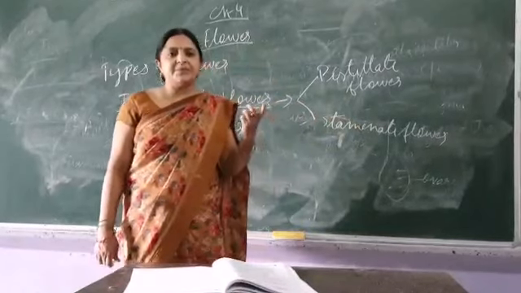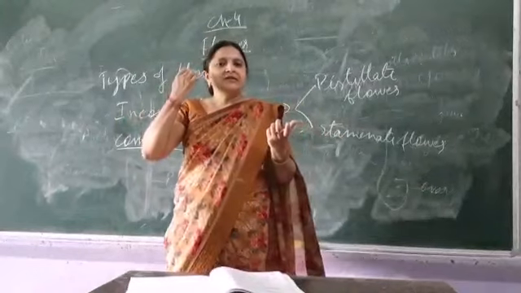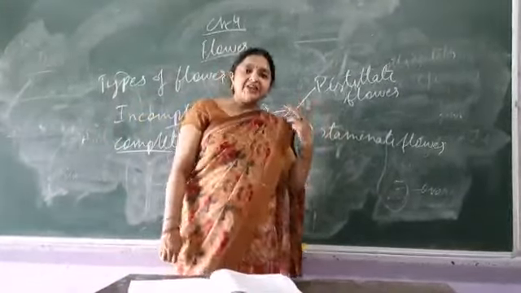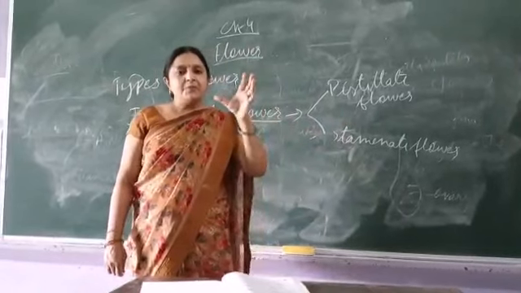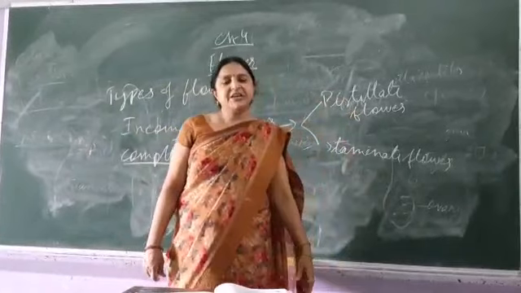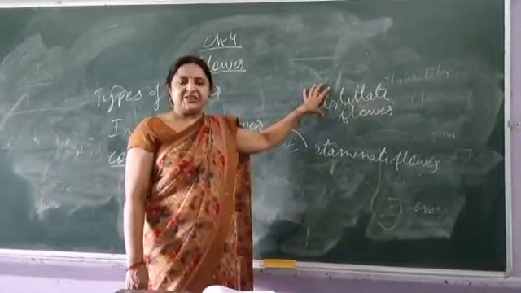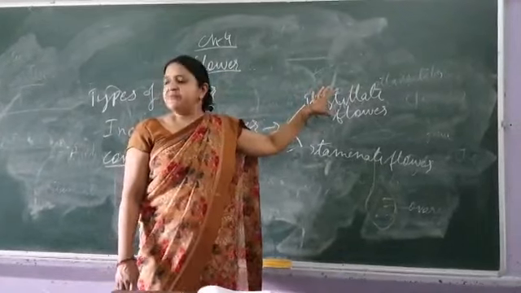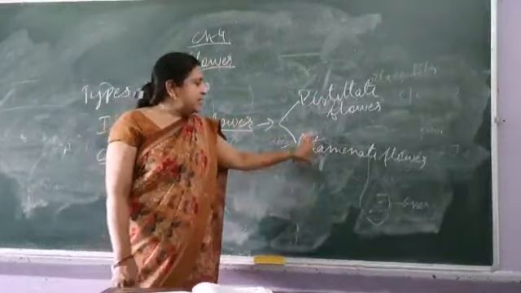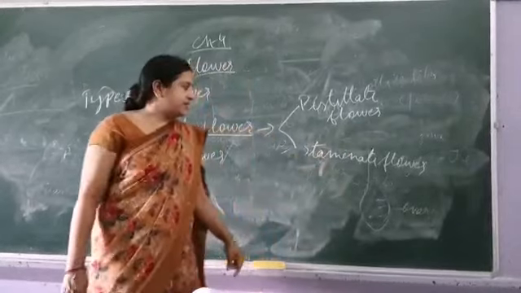A good example of staminate and pistillate flowers is papaya. There are two varieties of papaya found. One papaya is staminate, and the other papaya, in which the female flower is present, is called pistillate papaya. A flower in which gynoecium is present, meaning a female flower, is called pistillate, and a flower in which the male part is present is called staminate.